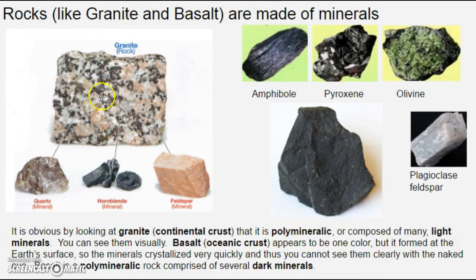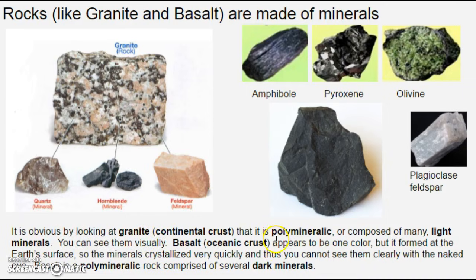So granite, we've identified as continental crust, and basalt, we've identified as oceanic crust. Granite is a polymineralic rock. It's obvious by looking at granite, or continental crust, that it is polymineralic, or composed of many light minerals. But notice it does have dark minerals in it, but mostly, on average, it has a lighter mineral composition. You can see them visually. You can just see them in here.